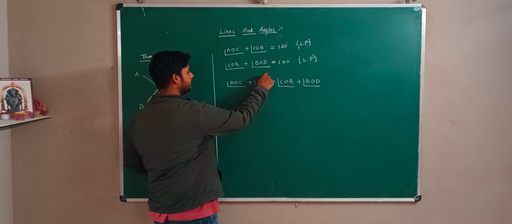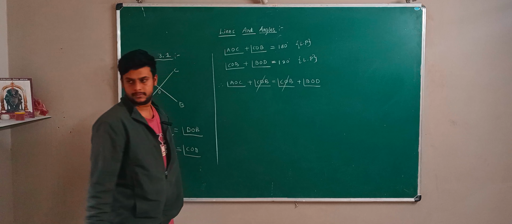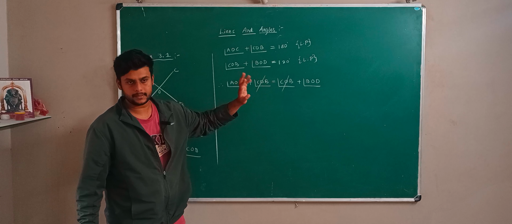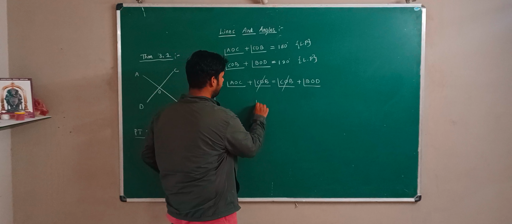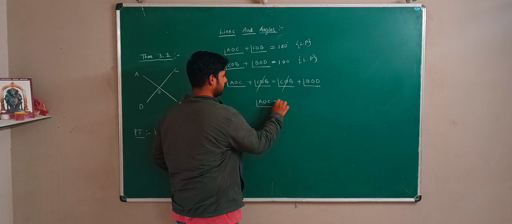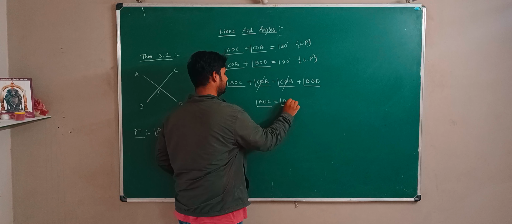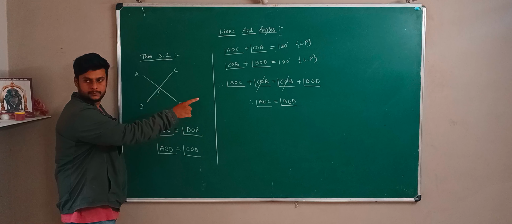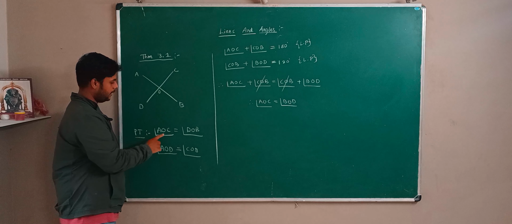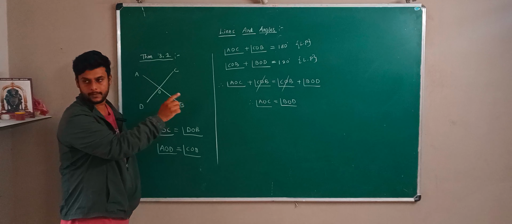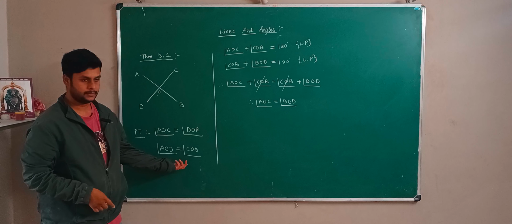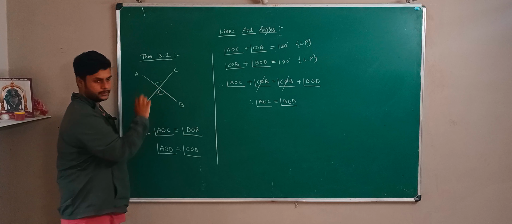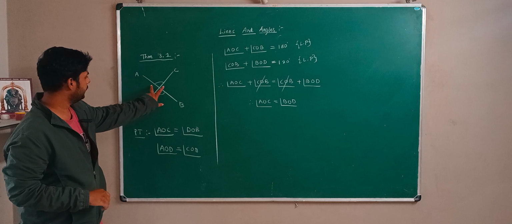So what can I cancel? Angle COB on both sides as well. Correct? If this goes to this side, it will become minus angle COB. So COB cancels. What is remaining? Angle AOC is equal to angle BOD. One thing I already got. One thing I proved. Next, what should I prove? Now I should prove this and this.